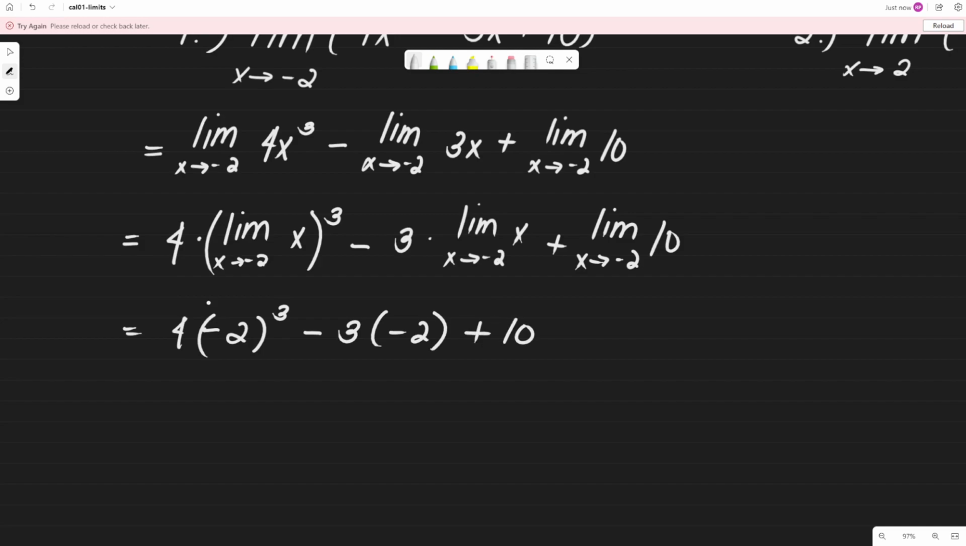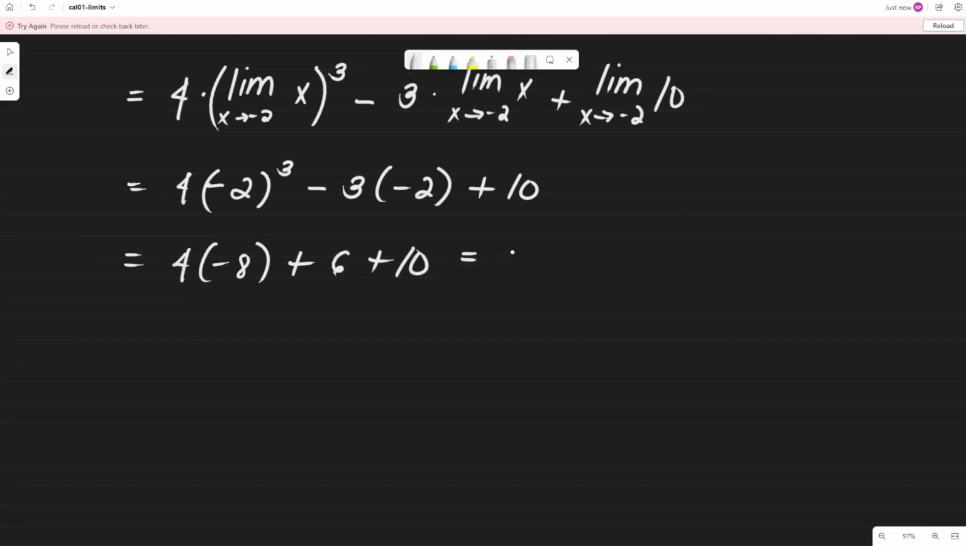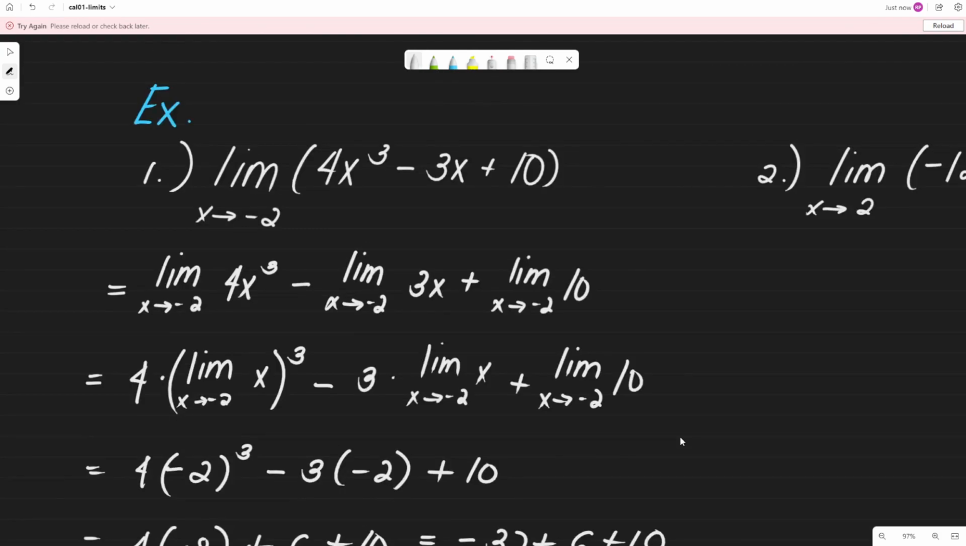So, negative 2 cubed is negative 8. So, we have 4 times negative 8. Negative 3 times negative 2 will give us positive 6 plus 10. So, we have 4 times negative 8 is negative 32 plus 6 plus 10. So, this is equivalent to 16, since 6 plus 10 is 16. Negative 32 plus 16 is negative 16. So, this is the value of the limit, I mean, the function as x approaches negative 2.